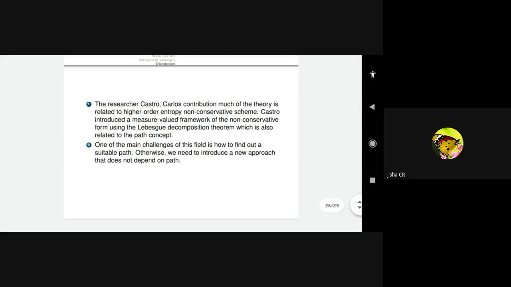The researchers Castro and Carlos' contribution is that much of the theory is related to higher order entropy non-conservative schemes. Castro introduced the measure-valued framework of the non-conservative form using the Lebesgue decomposition theorem, which is also related to the path concept. One of the main challenges of this field is how to find a suitable path. Otherwise, we need to introduce new approaches that do not depend on the path. This is our future work.